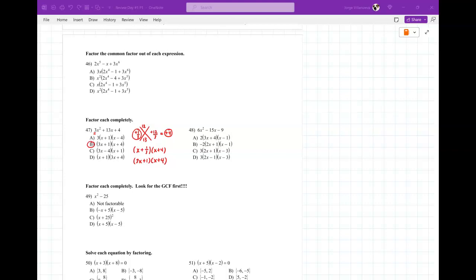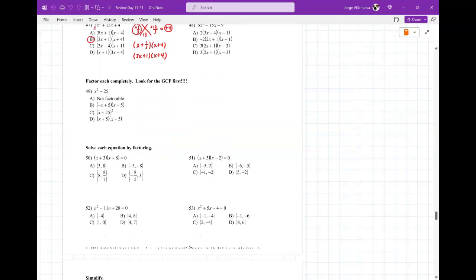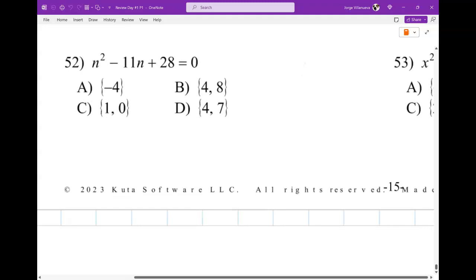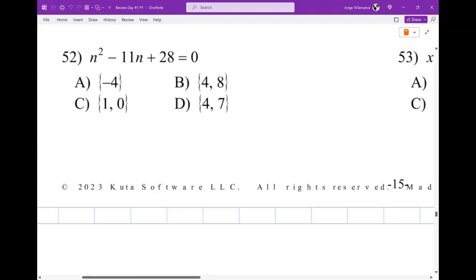All right, so we're on day 4 here. 46 is going to be our new starting point, but we're going to go towards number 52 first. Okay, so 52 right here. They say solve this by factoring.